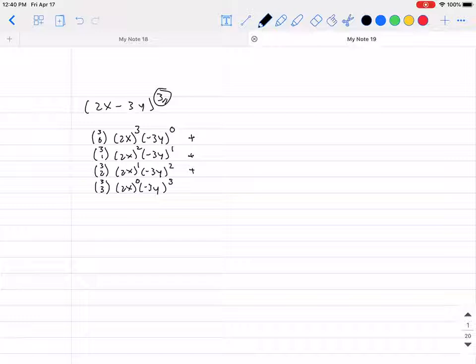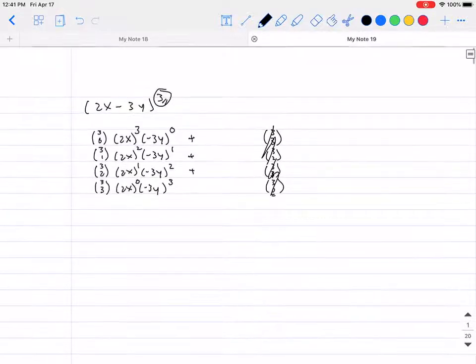Now, technically, we could use 3 choose 3 for the first one, 3 choose 2 for the second, 3 choose 1 for the third one, and 3 choose 0 for the last one. It actually doesn't matter what the bottom number is when picking which exponent it is, because in the end they all come out to be the same thing. So either one should be okay. Afterwards, we simplify each one and add them all up.